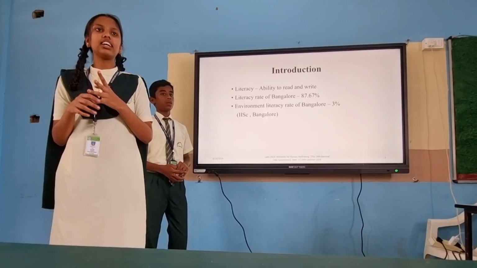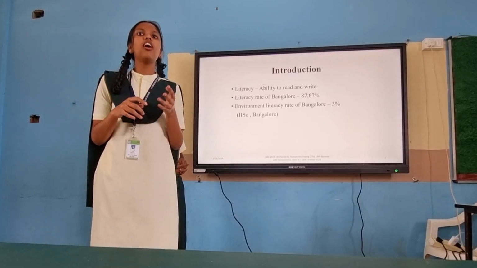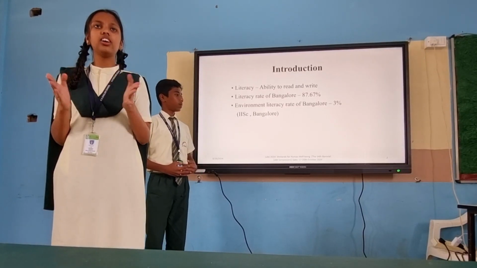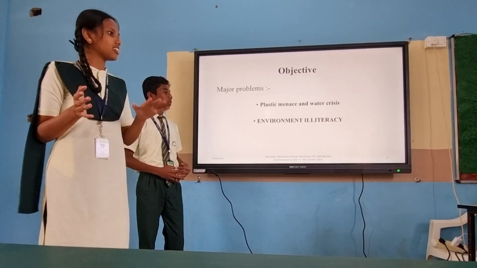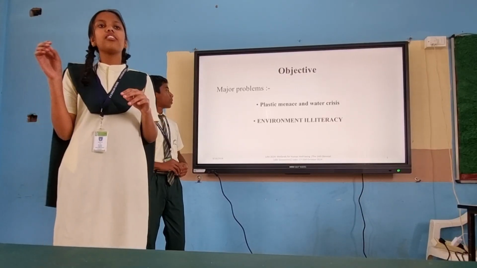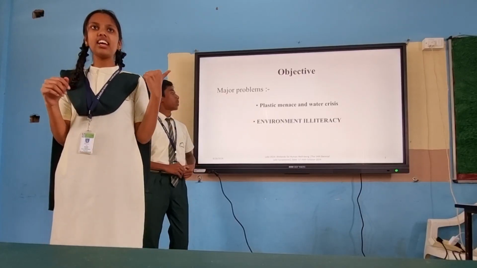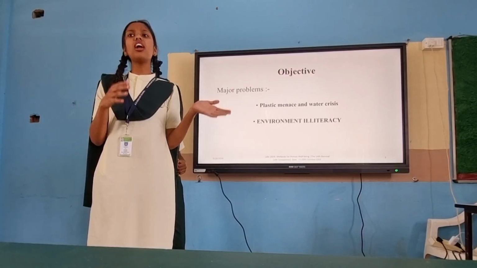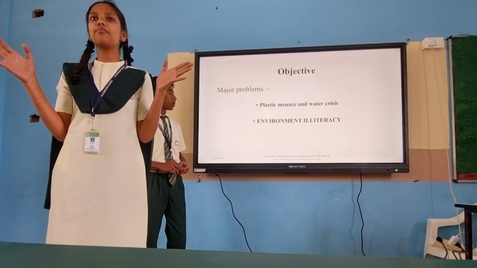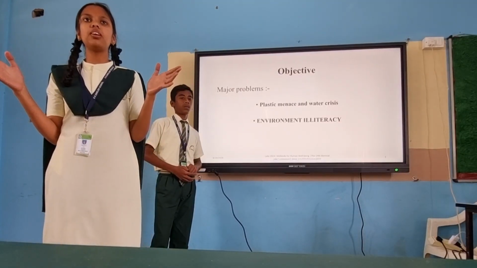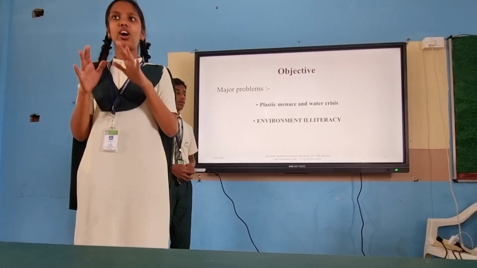A survey conducted by Indian Institute of Science, Bangalore on environment literacy reveals that the literacy rate of Bangalore is only 3%. Hence, the major two problems that we are facing now are plastic menace and water crisis. To solve these problems, we have n number of innovative ideas. But why are we not able to resolve these problems? It's only because of environment illiteracy.